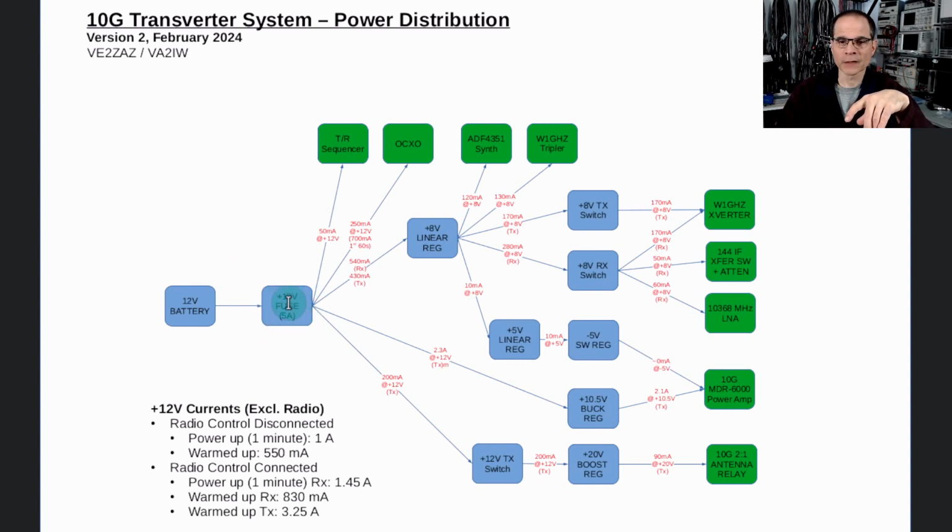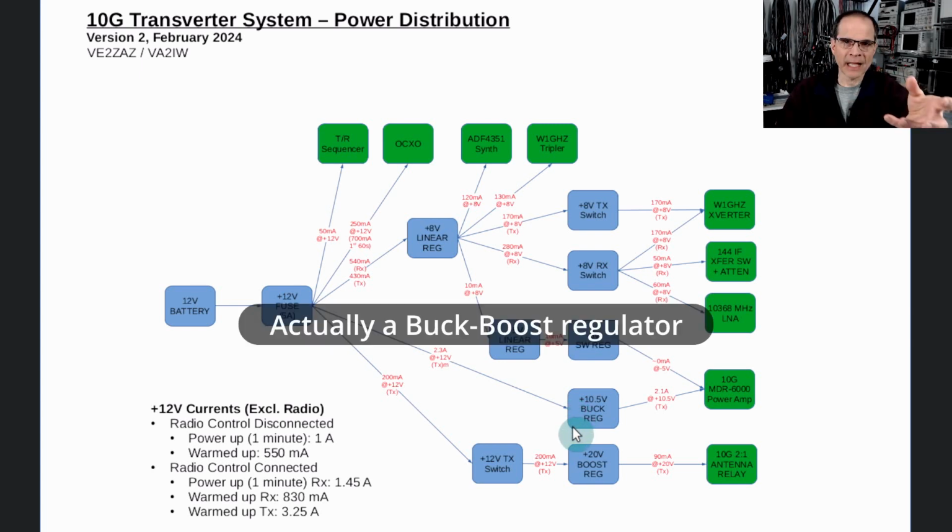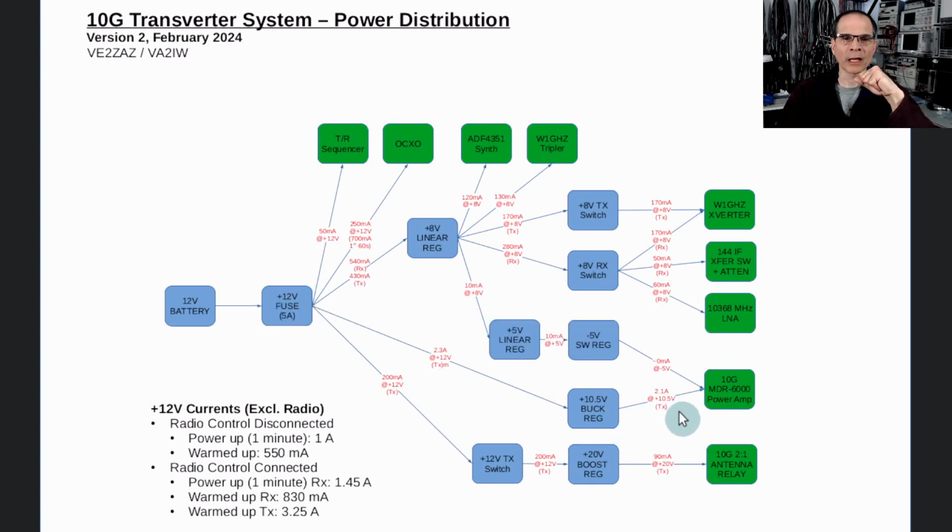So the 12 volt is taken directly from the 12 volt bus, and it goes through a beefy 10.5 volt buck regulator that will supply plus 10.5 regulated at more than 2 amps. But that buck regulator has a control pin to shut it off. And that's going to be the sequencer's job, to turn on the buck regulator only when we are in transmit mode. So there's no switch required.